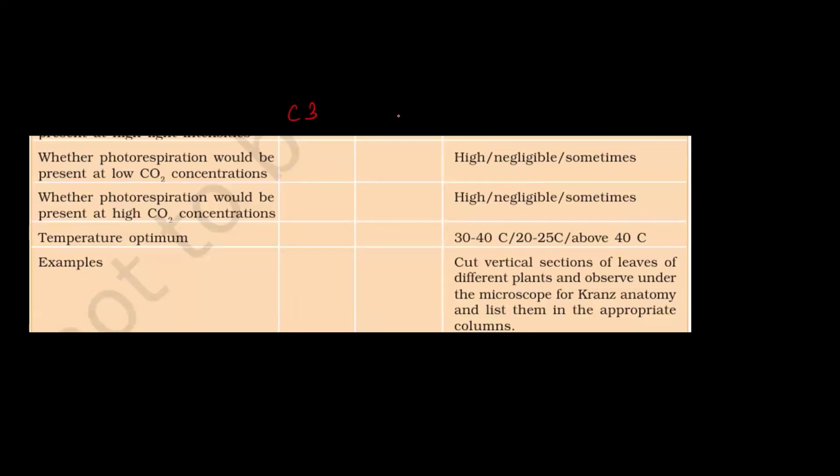Okay, now this is C3, C4. The next is whether photorespiration would be present at low carbon dioxide concentration. If the carbon dioxide concentration is low, the photorespiration will happen in the C3 plants because with low CO2, rubisco will bind to oxygen, right? But in the case of C4 plants, even at low carbon dioxide concentration, we know that C4 plants have the mechanism to concentrate or increase the concentration of carbon dioxide. So even if carbon dioxide is present in low concentration externally, the cells will take it and increase its concentration inside the cell. Hence, in the C4 plants, there will be no photorespiration. It will be negligible.